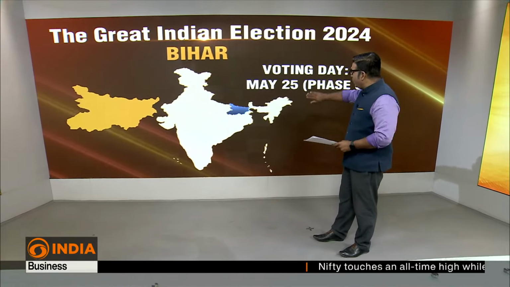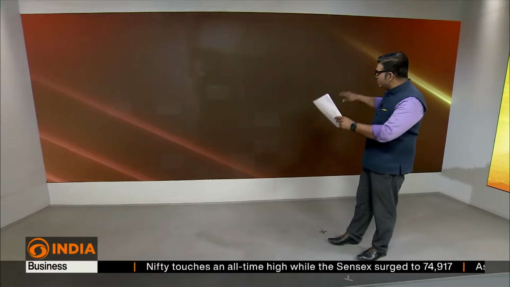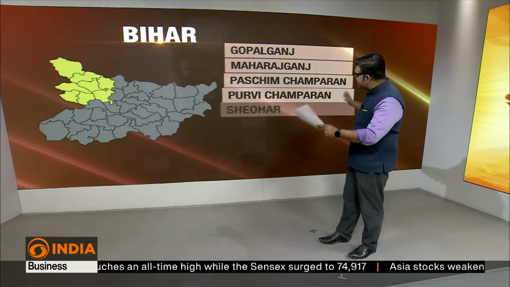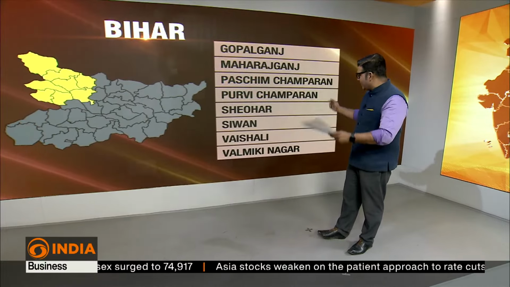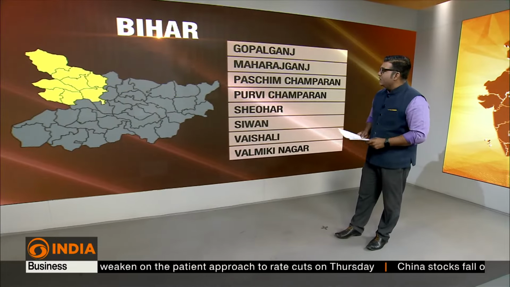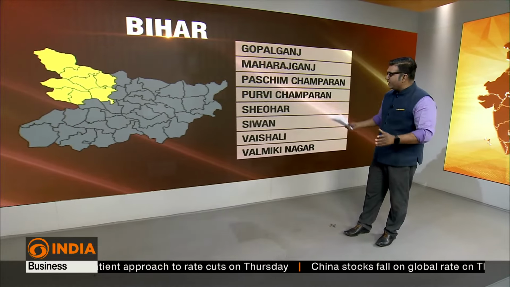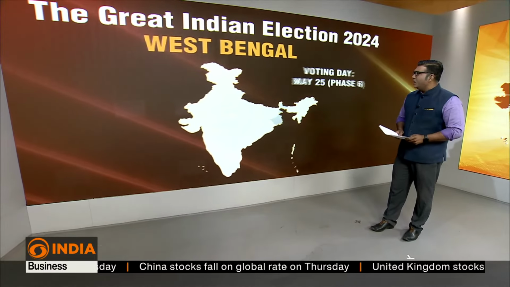Bihar, if you look, all the 8 seats in Bihar are from the northern part of Bihar. So the entire seats that you see, Paschim Champaran, Purvi Champaran, Maharajganj, Vaishali, Siwan, Valmiki Nagar, are all from the northern part of Bihar, or North Bihar, is where primarily this particular phase of election will be playing out.